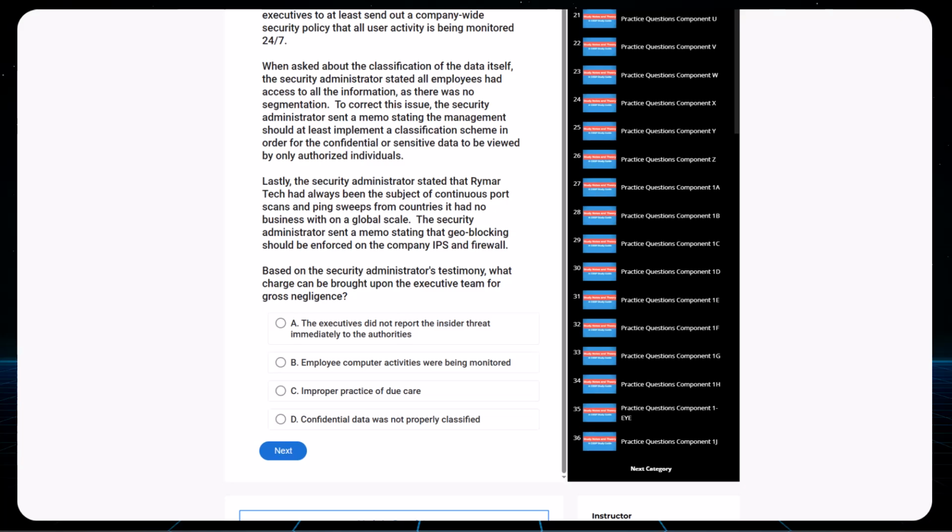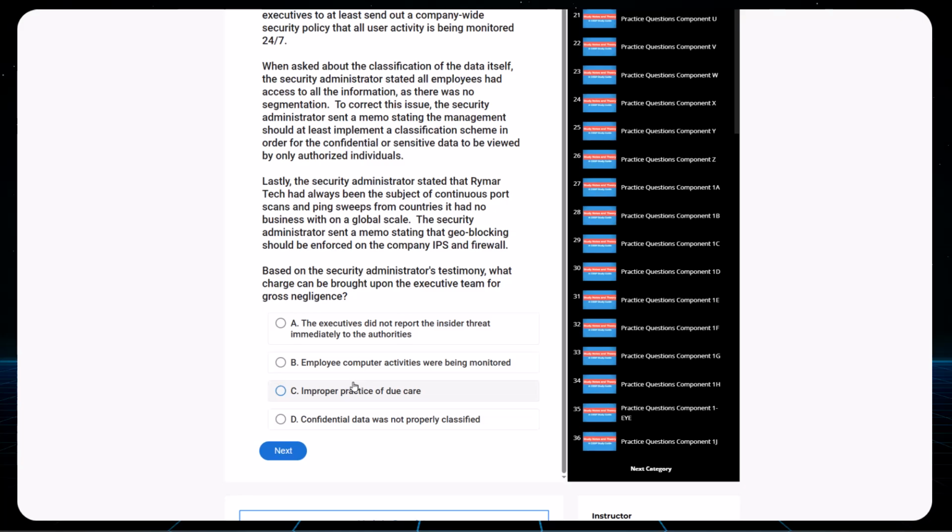Okay, so basically the question is asking, based on the security administrator's testimony, what charge can be brought upon the executive team for gross negligence? Choice A, the executives did not report the insider threat immediately to authorities. Choice B, employee computer activities were being monitored. Choice C, improper practice of due care. And choice D, confidential data was not okay. The question is asking, based on the security administrator's testimony, what charge can be brought on the executive team?